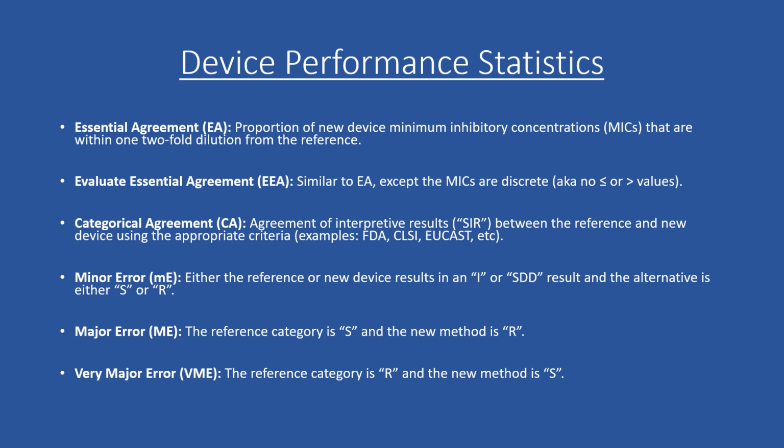Major errors are when your reference method reports a susceptible result and your test method suggests it's resistant. A very major error is the flip of this, where the reference is resistant and the test is susceptible. These two can confuse people. Try to think about it from a clinical perspective. Both would be unethical, but one is worse than the other. A very major error could result in a clinician prescribing an antibiotic that is ineffective and result in clinical failure. A major error eliminates an effective therapy, so a medical professional would need to explore alternatives if the test was resistant.